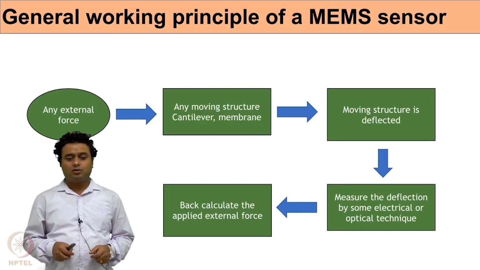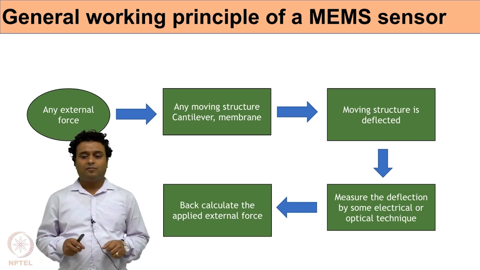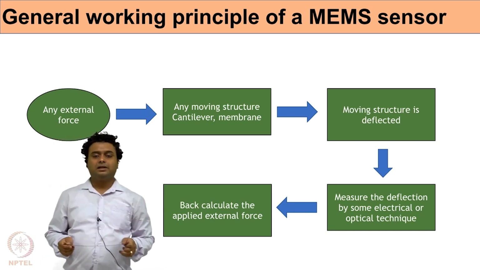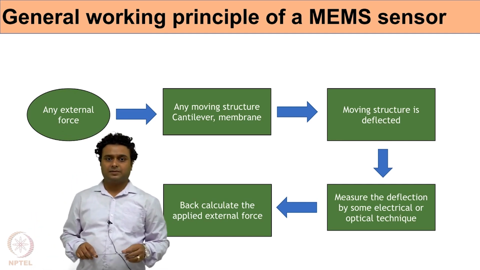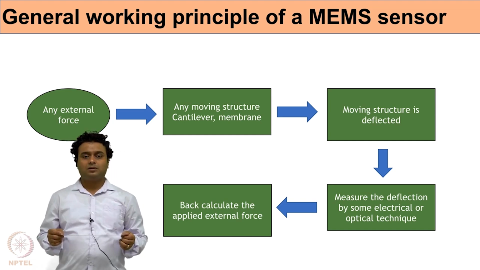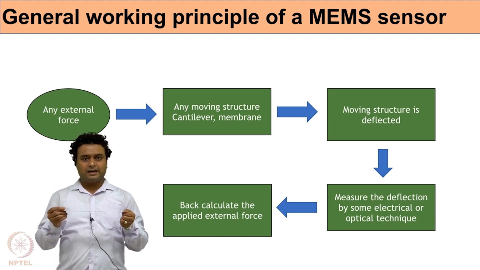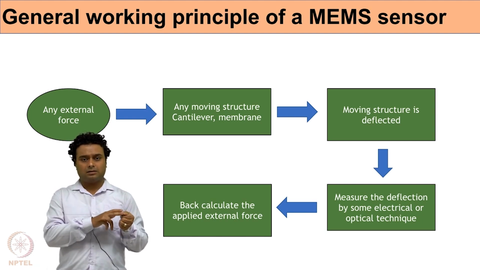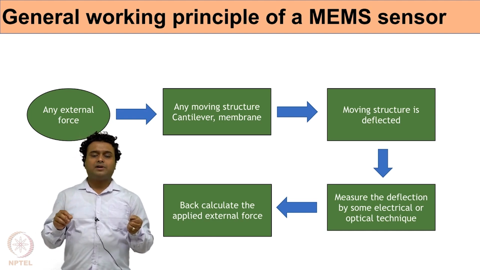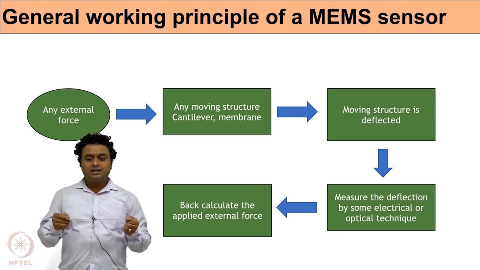Finally, I will end this module with this slide, that is the general working principle for a MEMS sensor. Any MEMS sensor can work following this general principle. There is some external force applied on some moving structure. Let's assume this is a cantilever which is fixed at this end and free at this end, right? Now if I apply an external force, then it bends like this.